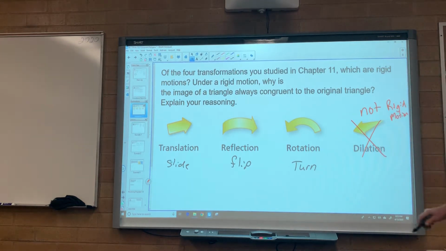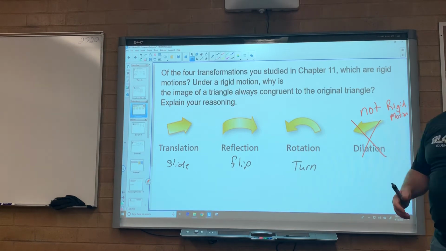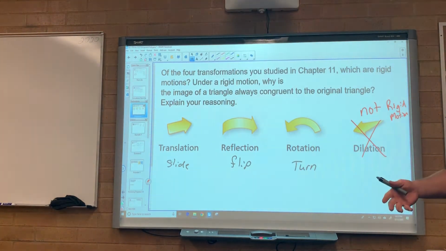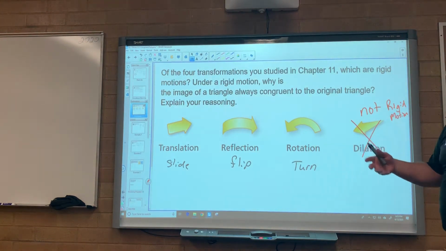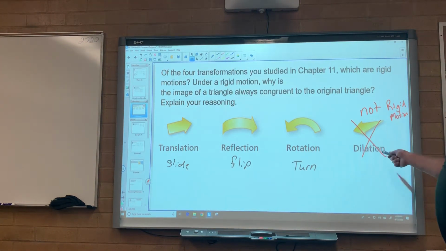Okay, not rigid motion. It is a transformation, but it's not rigid motion. It's actually what we just got done doing with those similar problems at the very beginning. So dilations are used for similar shapes. The shapes end up being similar because one shape's bigger than the other, but it is not rigid motion.